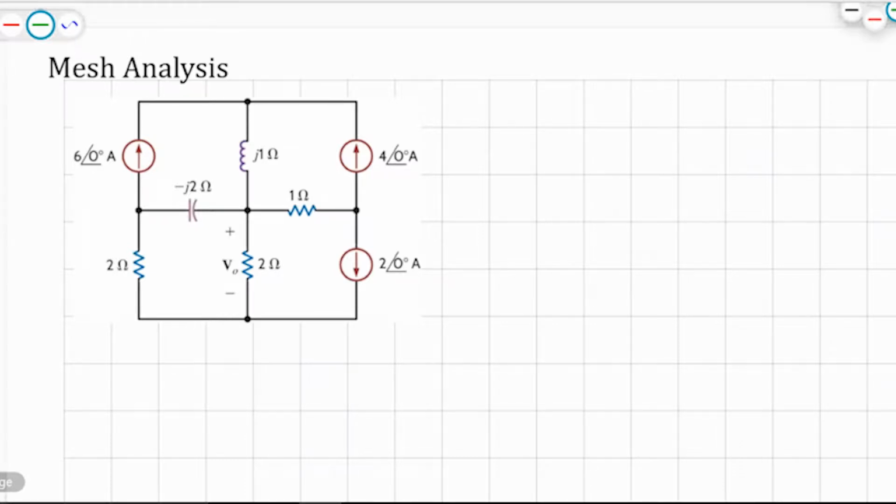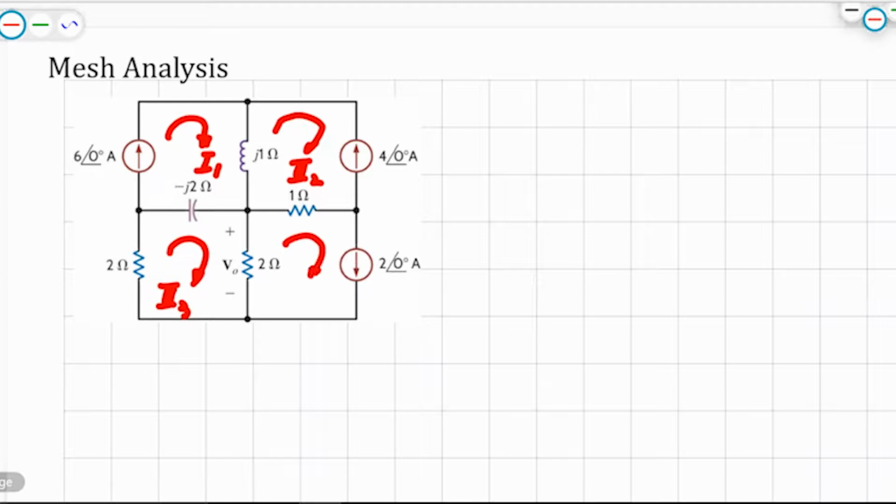The next problem we want to go through is a mesh analysis. Now, you can see from this example here, we have 4 meshes, and we might want to call this mesh 1. So this is I1. This is I2. This is I3. And this is I4.